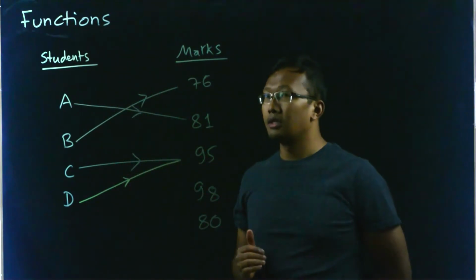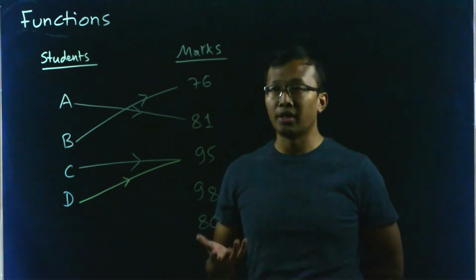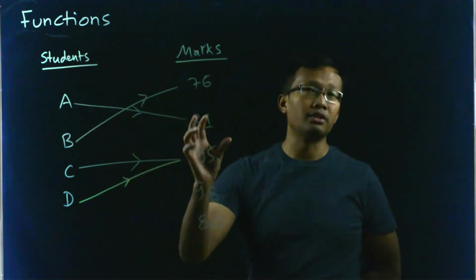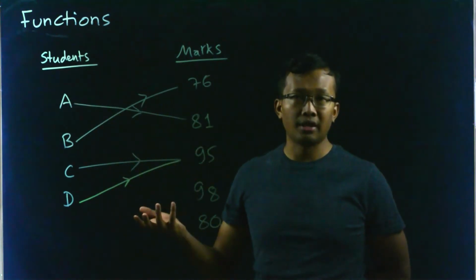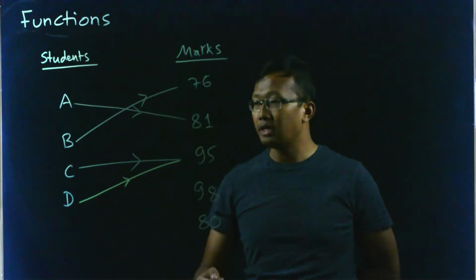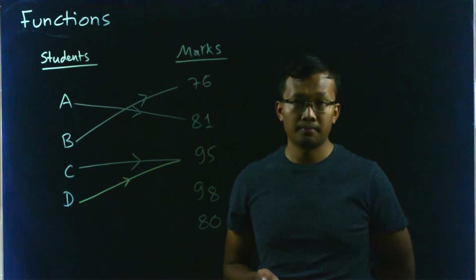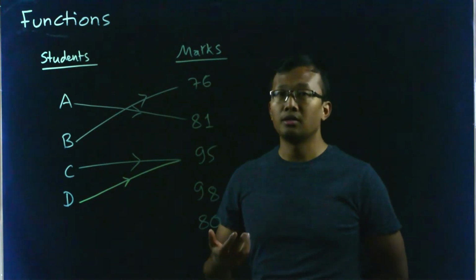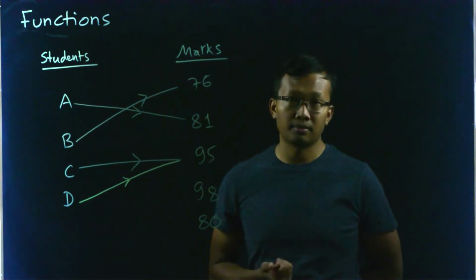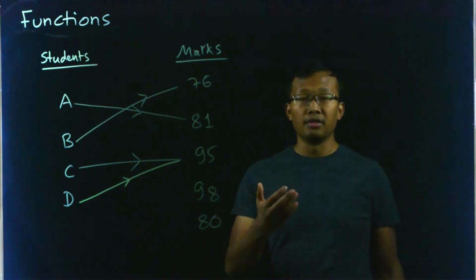Why? Let's think in a practical way. Okay. So our student can get 81 marks in an exam. That's fine. It's possible. B got 76. It's also fine. C and D both got 95. Is this true? Of course, it is true that two students may get the same marks. Okay. So this is a function, right? It satisfies the definition of function.